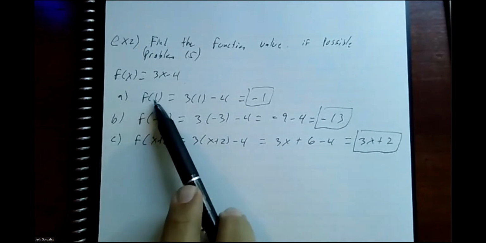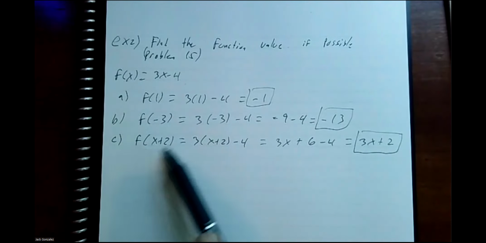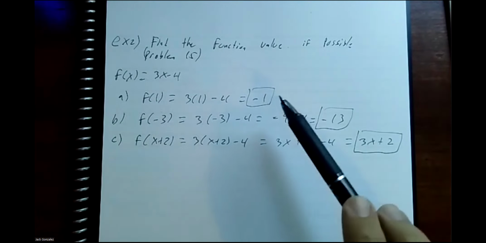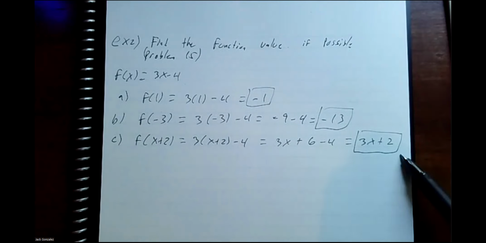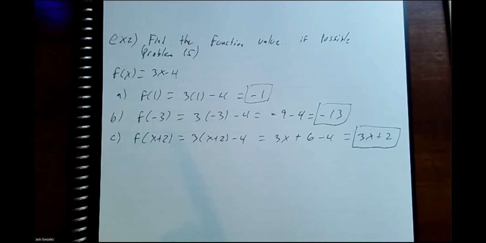Okay, so the x values are 1, -3, and x plus 2, I guess, which is weird. The y values, in quotations, are -1, -13, 3x plus 2. Does that make sense? Right, the x values are your inputs. The y values are your outputs. But after a while, we stop calling them x values and y values. They're just inputs and outputs, domain and range. Doesn't matter what the letters are. Okay.